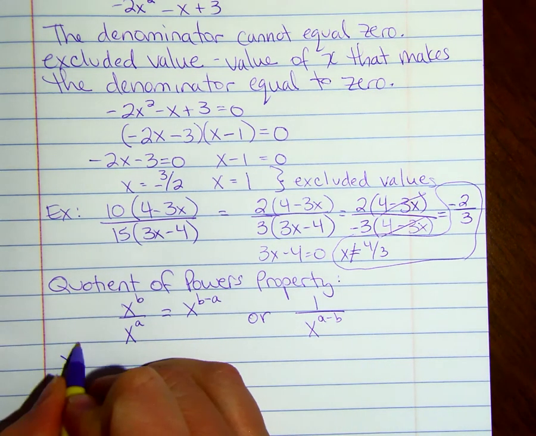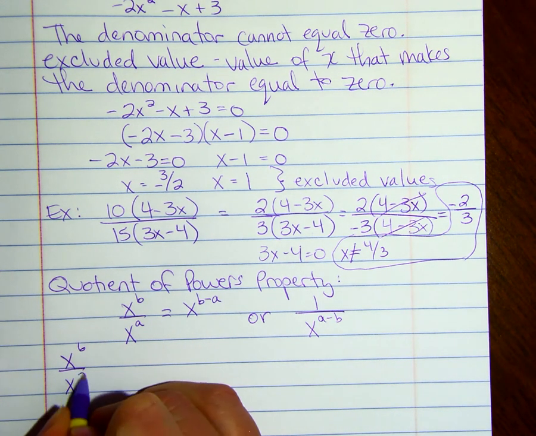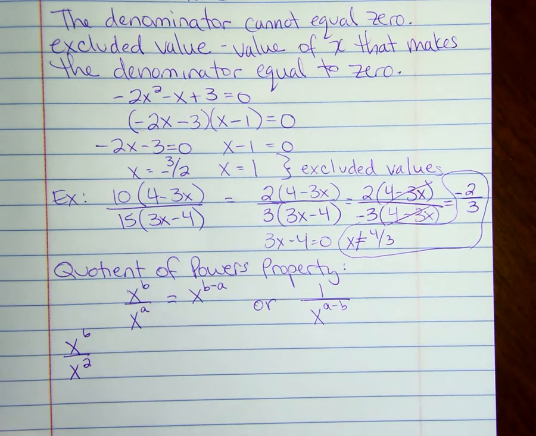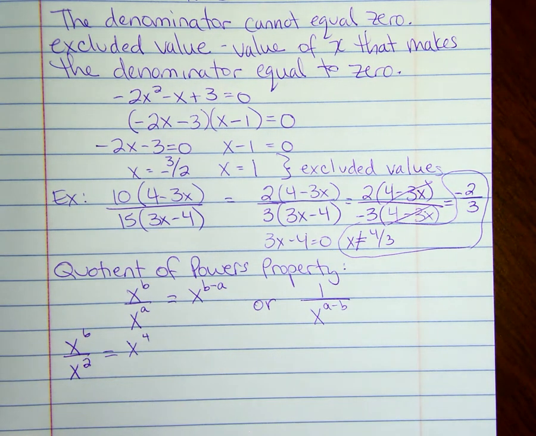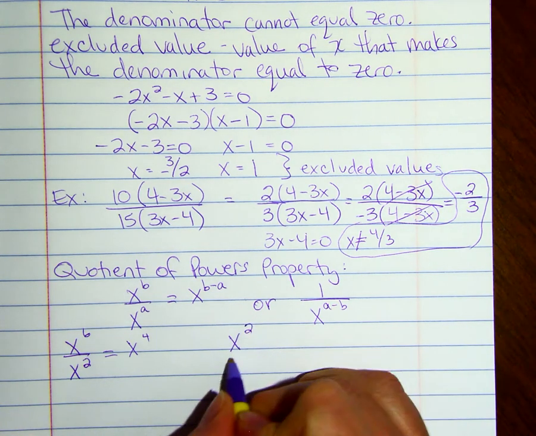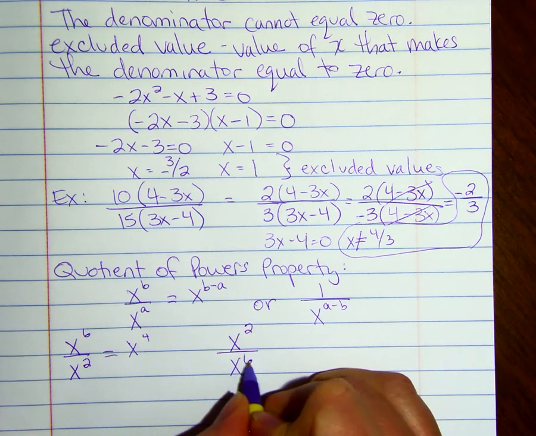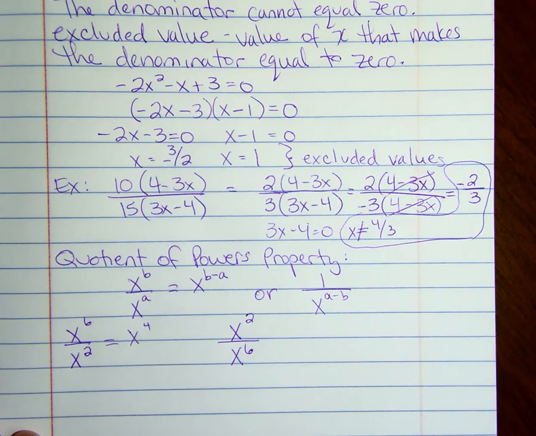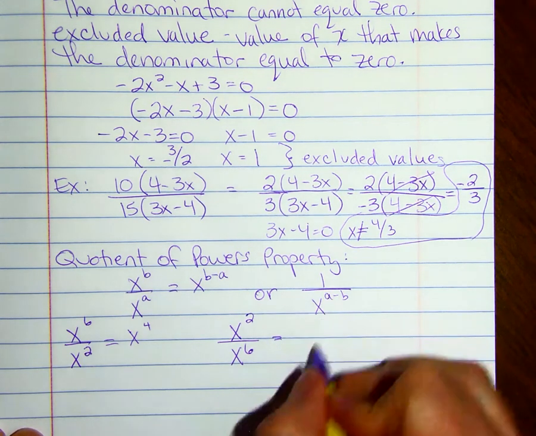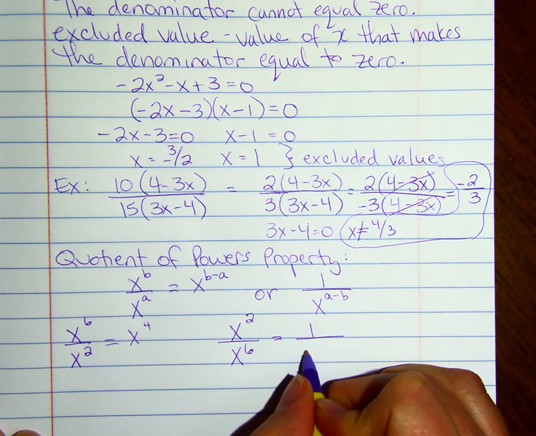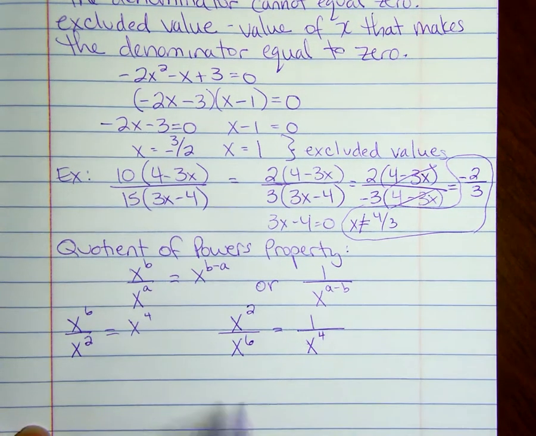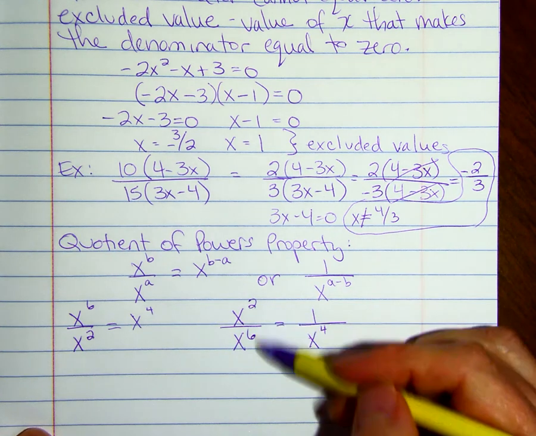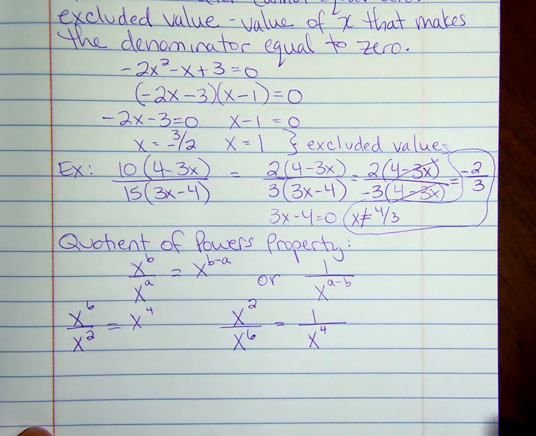So for instance, if I had x to the 6 divided by x squared, I'm just going to subtract 6 minus 2, that equals x to the 4th. If I had the inverse of that, x squared over x to the 6th, I could do it this way, where I have 1 over x to the 6 minus 2, or x to the 4th. And that will keep my exponents positive if I do it that way. And that's the end of the lesson.